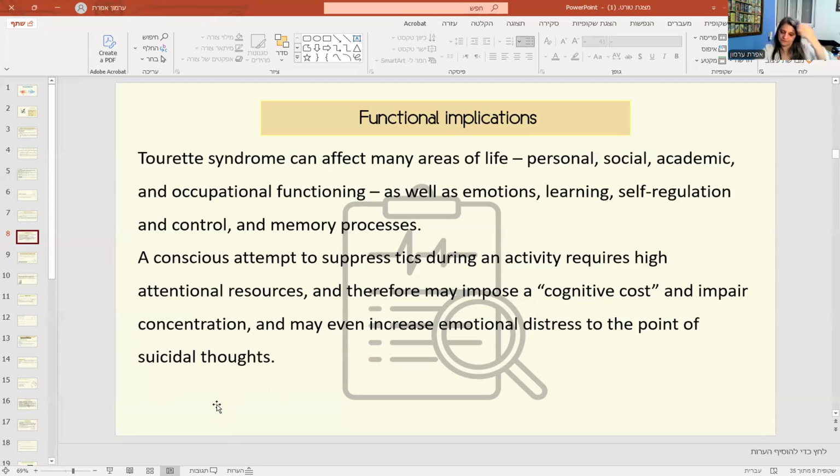They pay because of the tics and the syndrome. They pay socially, academically, because they can't concentrate on what they have to do. It just comes out. It's not easy. They don't have an easy life.